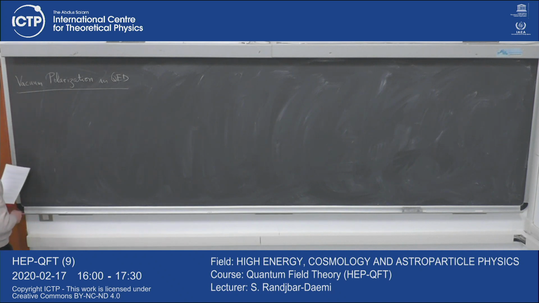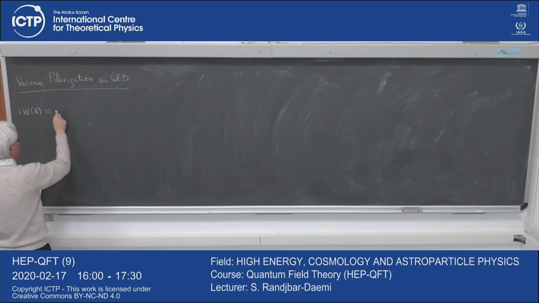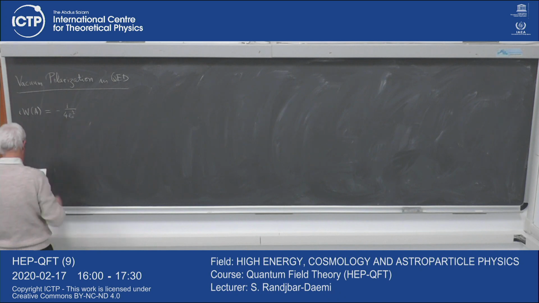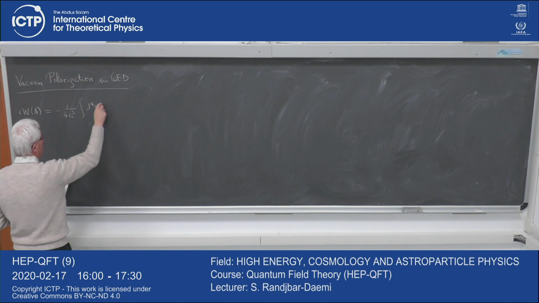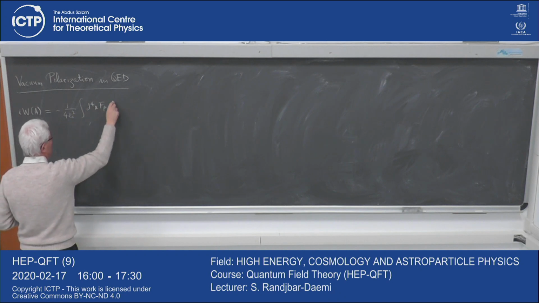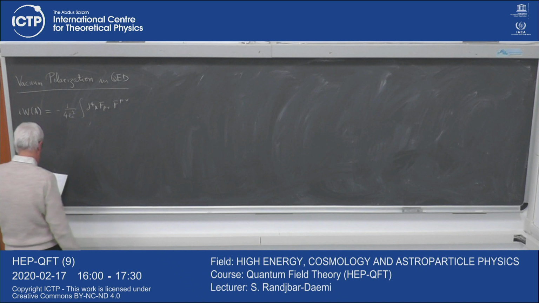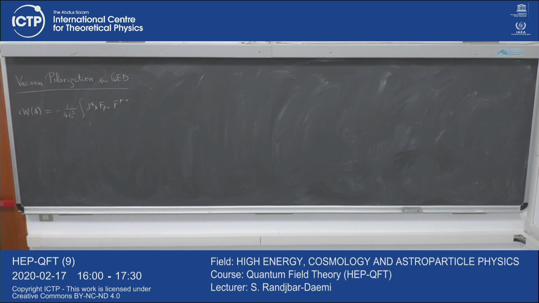Let me just remind you the formula that we obtained. I introduced a function of W[A], which started with a classical term, the classical Maxwell Lagrangian, plus the sum of infinite number of terms which came from the expansion of the fermion Dirac operator in the background of the A field.